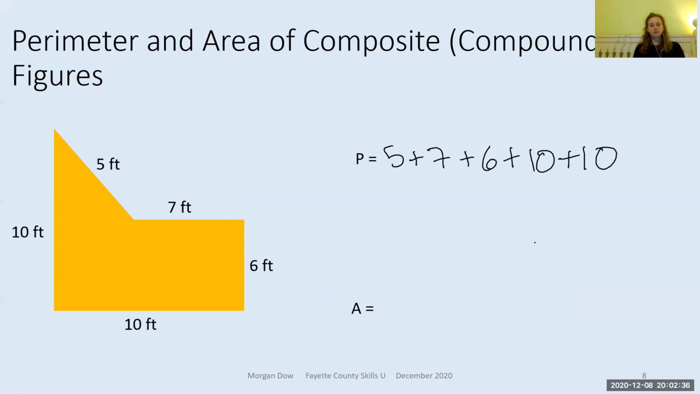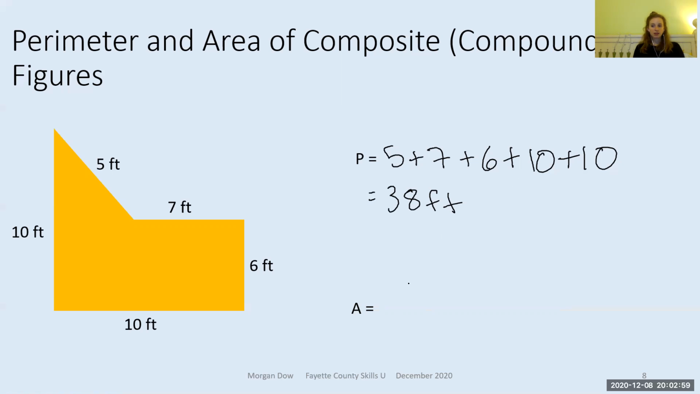So 5 plus 7 plus 6 plus 10 feet. All together, that is going to give me a total of 38 feet. So the perimeter of this shape is 38. So now we need to calculate area.